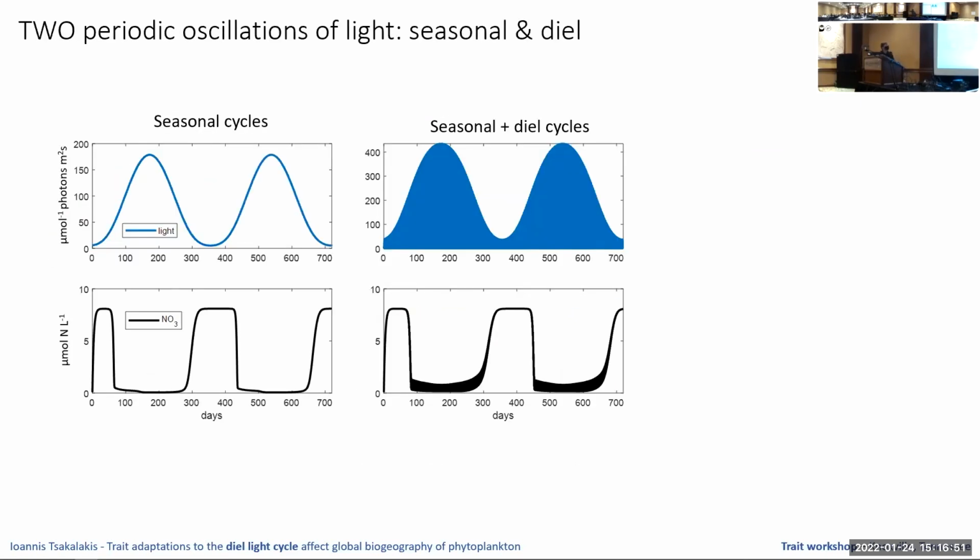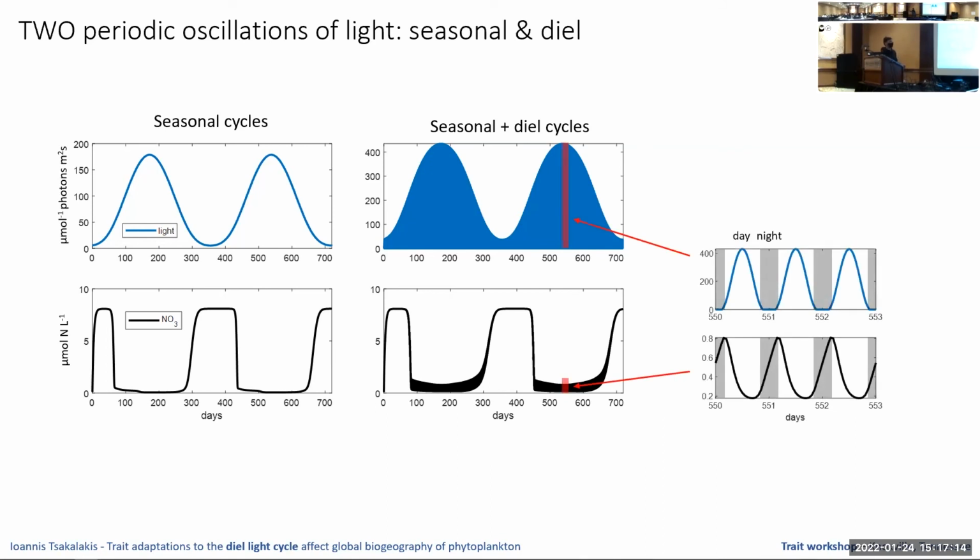Now, we know that there are 2 periodic oscillations of light. It's not only the seasonality, it's also the diel cycle. These 2 figures here have the environmental factors I had in this model with seasonality before. But if we add diel cycles, we get this picture. And these are actually shaded areas, these 2, because we have these fast fluctuations of the day-night cycle. So you can imagine this goes up and down, that's why it's shaded.